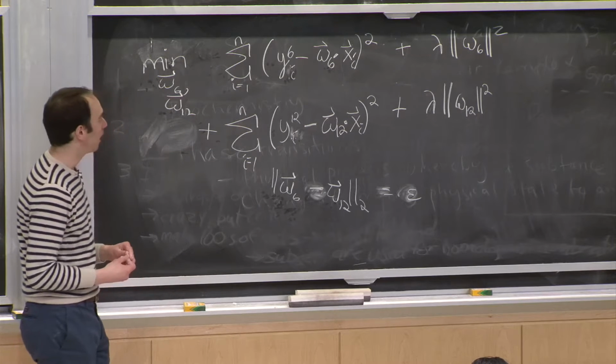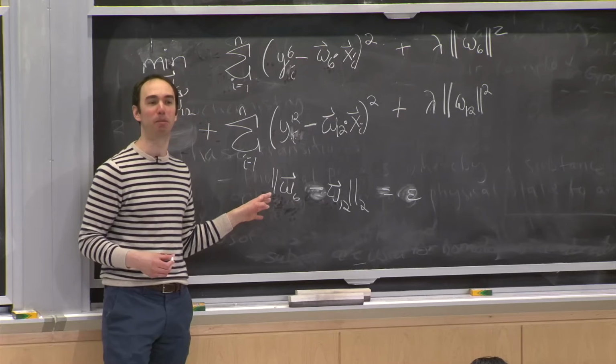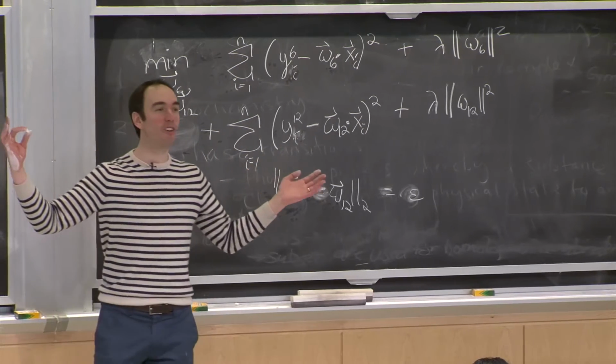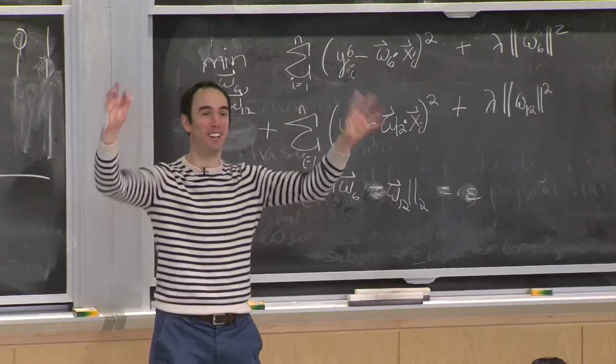Before I return to that point, I just want to point out that this isn't the most convenient thing to optimize, right? Because this is now a constrained optimization problem. What's our favorite algorithm for convex optimization and non-convex optimization in machine learning? Everyone say out loud.